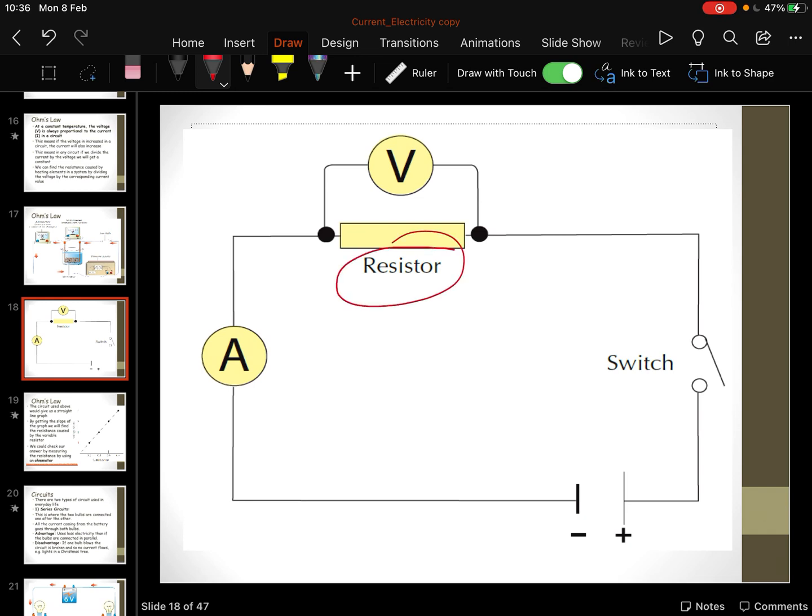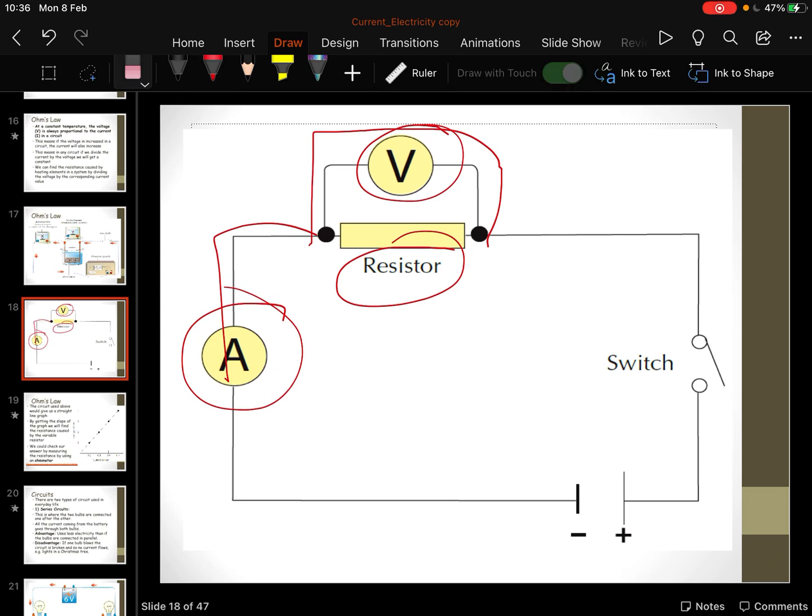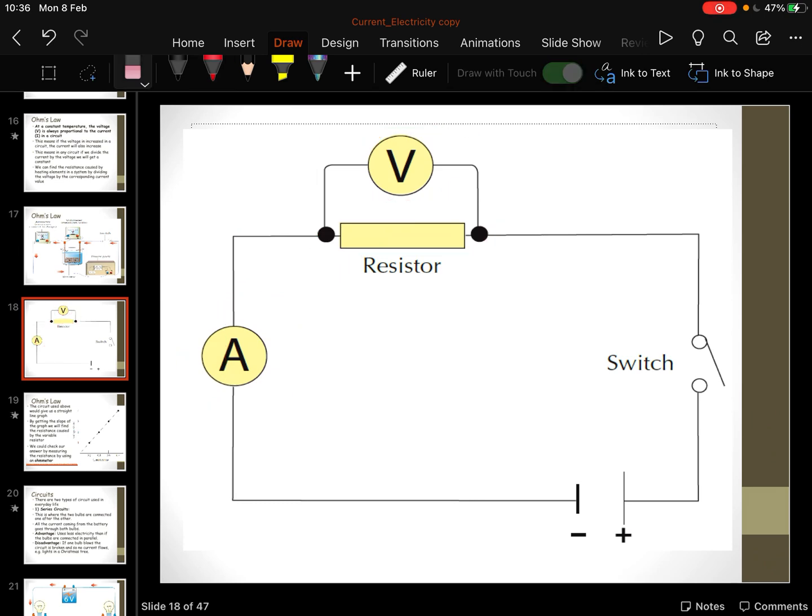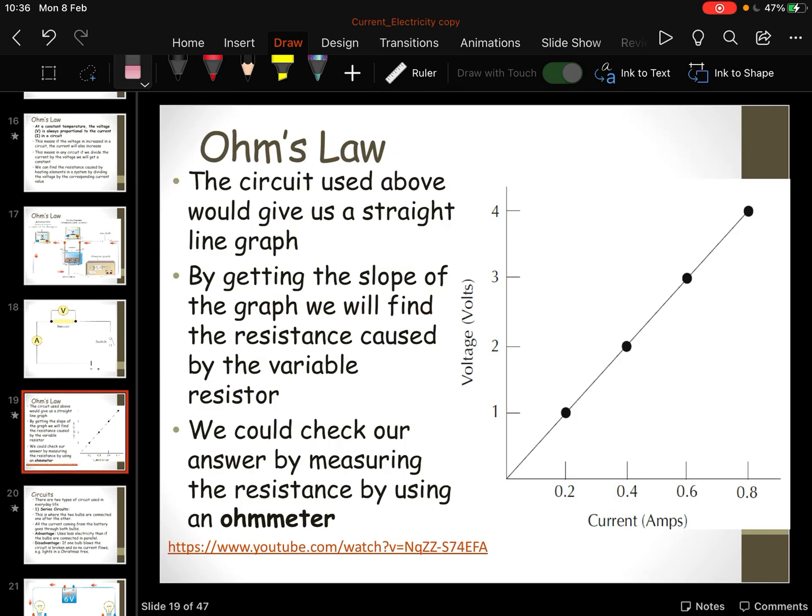So you'd have your resistor, your unknown resistor here. You would attach your ammeter and your voltmeter in series and in parallel, okay? So the ammeter is always in series, it's always in one after the other, and your voltmeter is always in parallel, it's in the parallel circuit, okay? That's the way it's always done, okay?